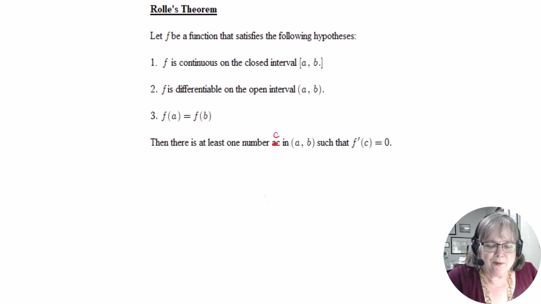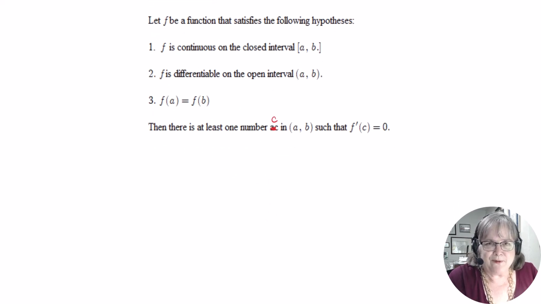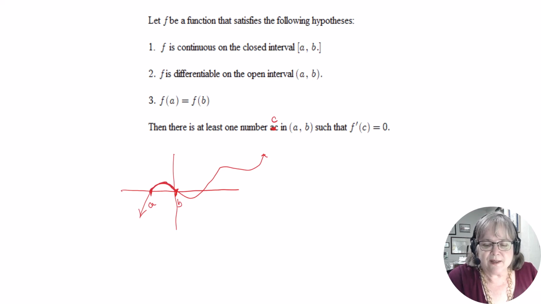Okay? So what that means is you have some function, and it's just doing its thing. And if you could find two places where the y value is equal, so here's two y values that are equal, this would be where x is a, and this is where x is b. If the two y values are equal, then somewhere in between here the derivative has to be equal to 0. And remember, the derivative is talking about the slope. So it's saying somewhere in between there, the slope is 0.